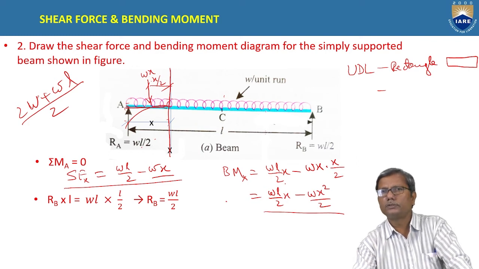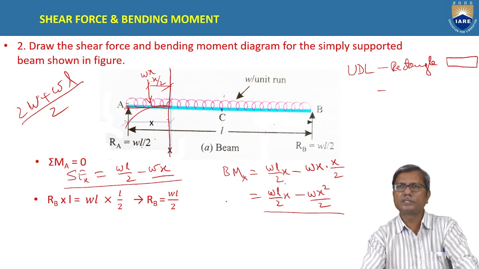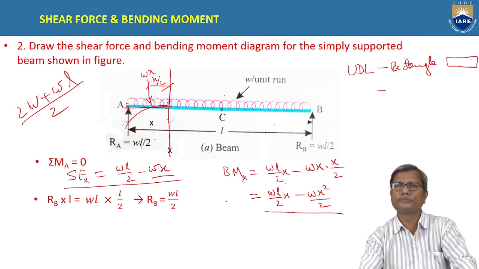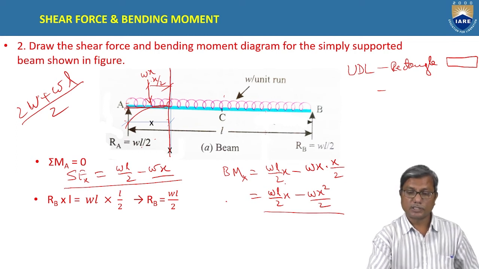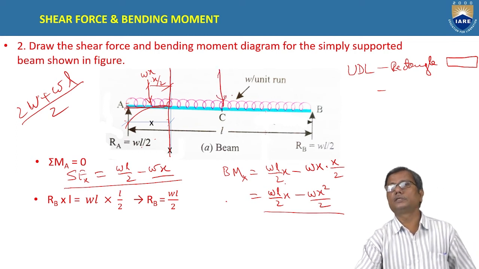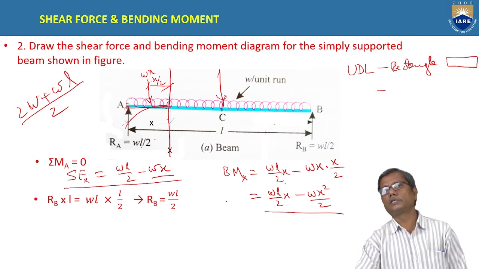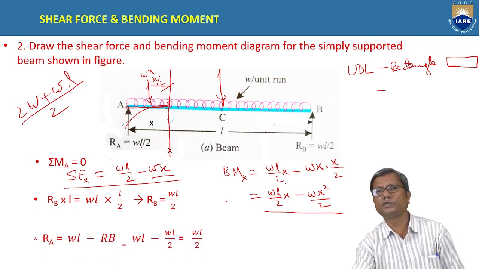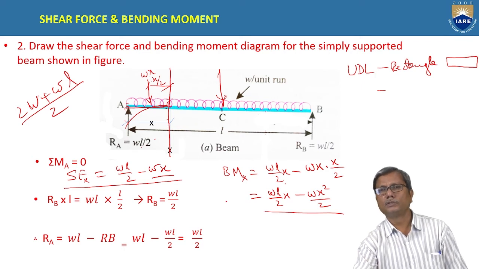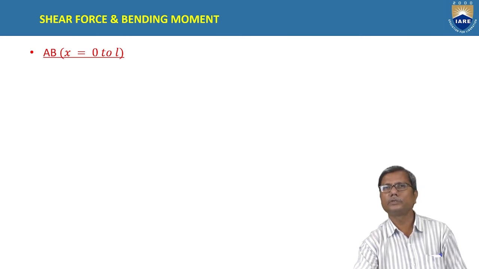Taking moments about A, we have the moment due to RB as RB into L, which is anti-clockwise, and the moment due to the UDL, where WL is the total load, which acts at the middle at a distance of L by 2. So WL into L by 2. From this you will get RB equal to WL by 2, and hence RA is also equal to WL by 2. Understand?